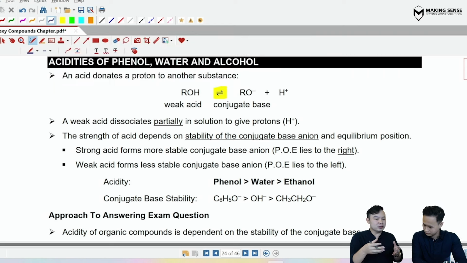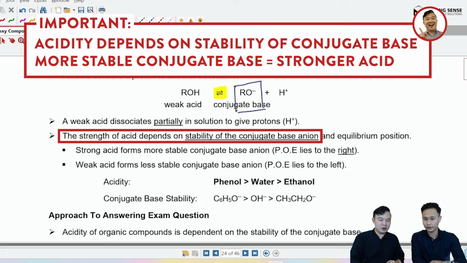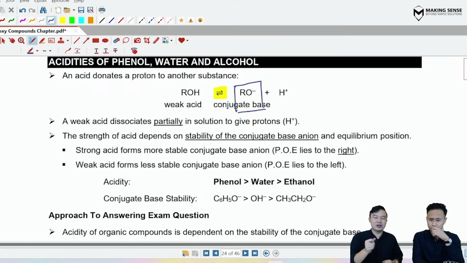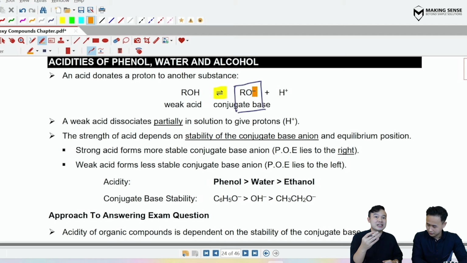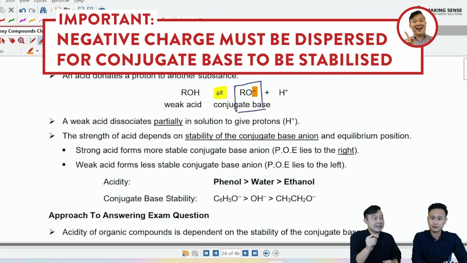So in order to determine whether something is more acidic or not, we actually do not focus on the acid. What we focus on is the conjugate base. Our discussion from now on, when we talk about acidity, is always going to focus on the conjugate base, and more specifically, on how stable the conjugate base is. Wait, Mr. Leong, what does it mean by a stable conjugate base? Good question. More stable means I'm going to pay attention to the charge, and I hope this charge is going to get dispersed, meaning that the negative charge is spread across the entire molecule.